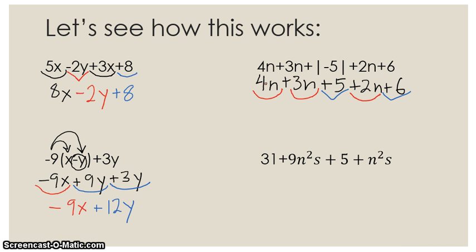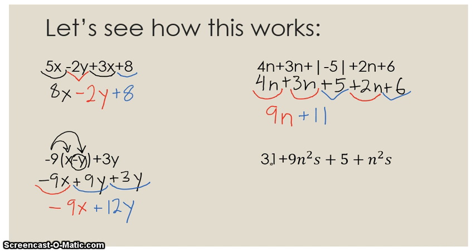So let's see, 4n plus 3n plus 2n. So I can go ahead and add all of them up. 4 plus 3 is 7, plus 2 is 9, so that will give me 9n. And then I'm going to combine my 5 without any letters and 6 without any letters. Positive 5 plus 6 will give me positive 11. And at this point, nothing else matches, and that's all. There's nothing else I can do with it.